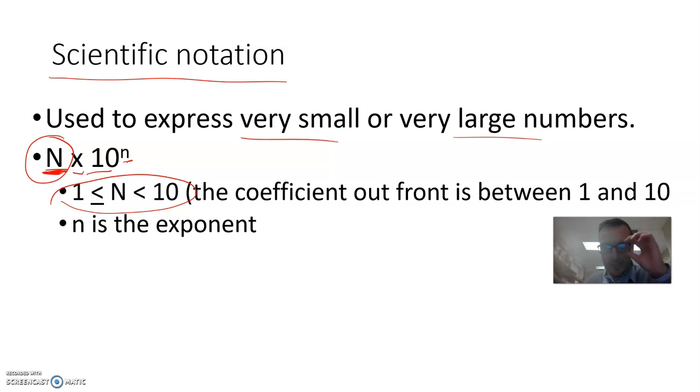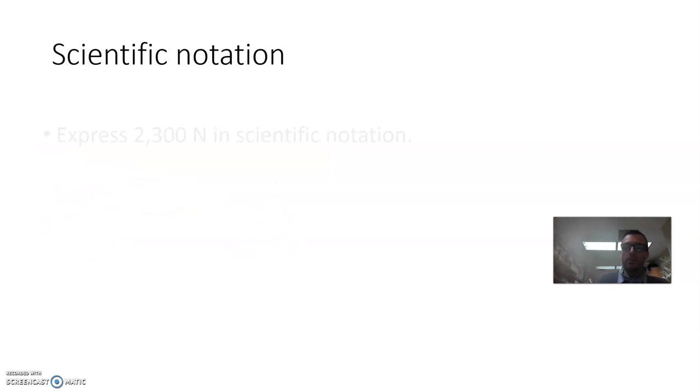I should say this again. There should be one non-zero integer to the left of the decimal point. You'll see how that works as I spell this out for you. And then n is the exponential power that we are multiplying by.